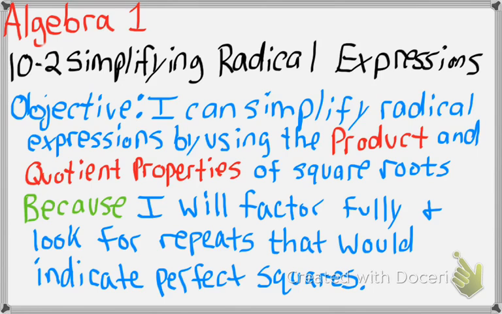Anyway, our objective is, as the student, I can simplify radical expressions by using the product and quotient properties of square roots because I will factor fully and look for repeats because these repeats would indicate I have perfect squares. Now I'll show you why you want to do that in the process.